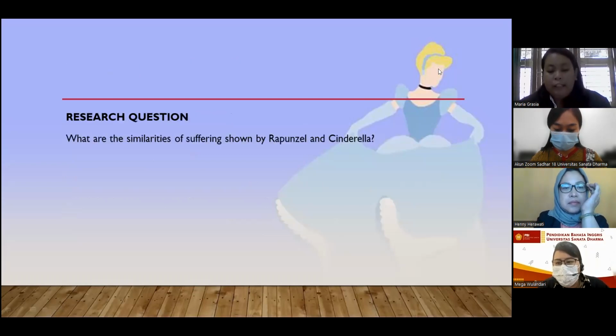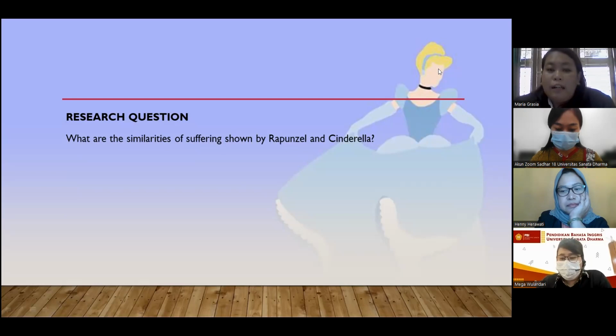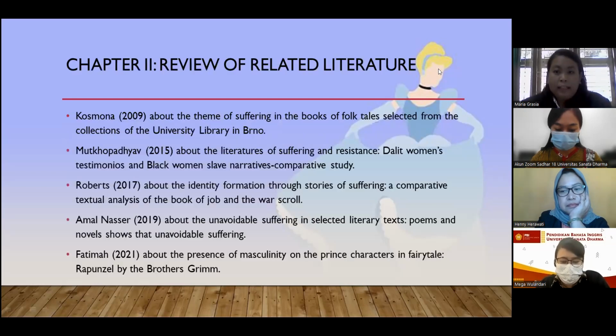Research question. In the study, the writer determined the research question: what are the similarities of suffering shown by Rapunzel and Cinderella? Chapter 2, Review of Related Literature.